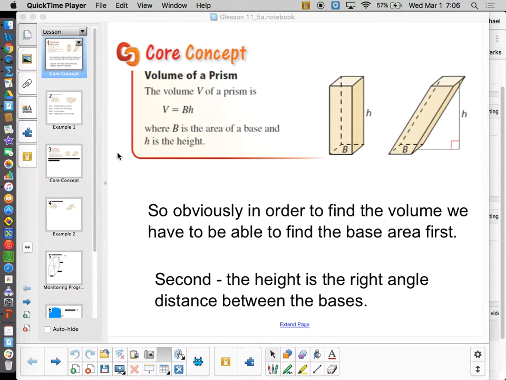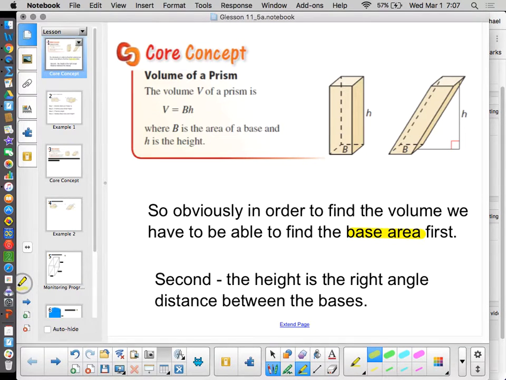What we're going to be looking at is finding the volume of a prism. Now, a prism is a shape that has two bases, and the two bases are a constant distance apart. We call that the height. The volume can be found simply by multiplying the area of the base times the height. So the things we have to find are the base area, and then the height, with the height being the right angle distance between the bases.